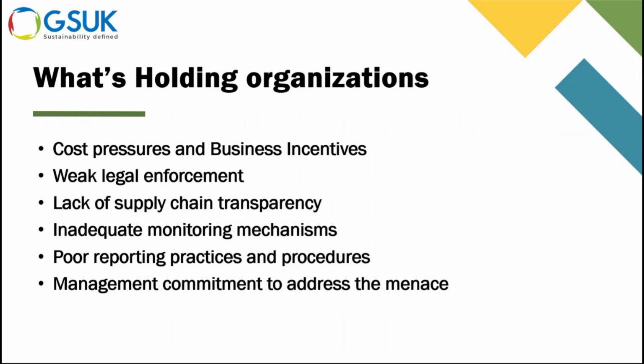So what's holding us back? In spite of all this, what is the problem with addressing forced labor? Because the economics comes before the social component. Cost pressures and business incentives will have to be weighed. Weak legal enforcement: some of the countries have very weak legal enforcement, and that is also resulting in this issue. Lack of supply chain transparency, we have been talking about it. Inadequate monitoring mechanisms, poor reporting practices and procedures, which is likely to change from next year. Management commitment to address this menace. So commitment and concern become of paramount importance in addressing the issue of forced labor.